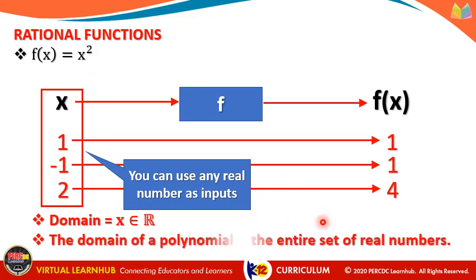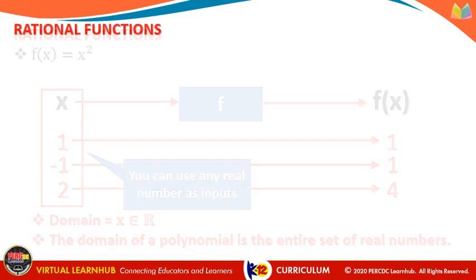If you want a shortcut, just remember this one. The domain of any polynomial is the entire set of real numbers. Diba? Ang x squared ay isang polynomial. Yung example natin kanina na x plus 1 is a polynomial. So, basta polynomial siya, the domain is the entire set of real numbers. Sige, isang example pa tayo.